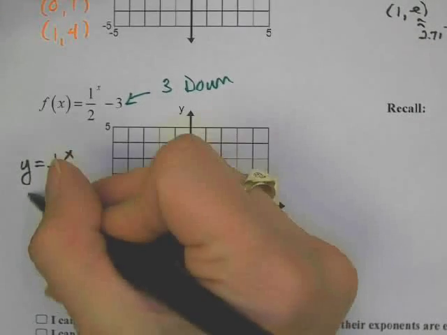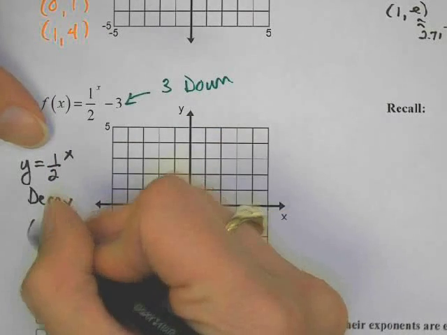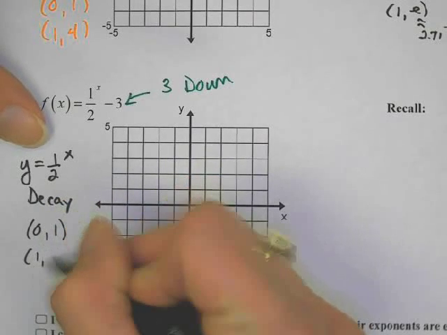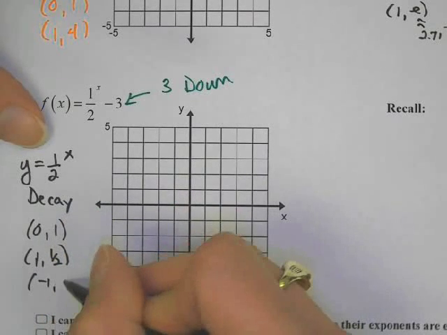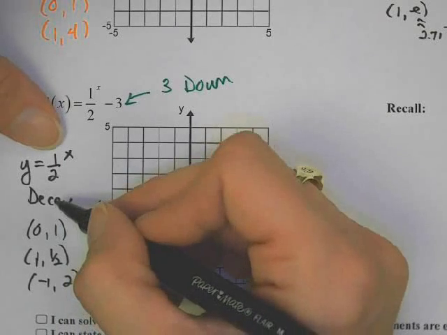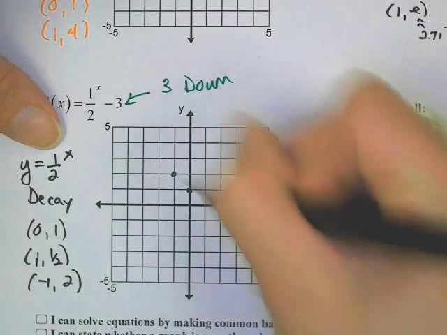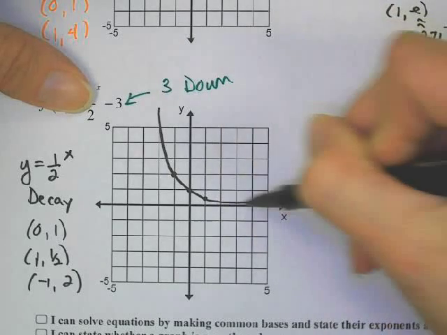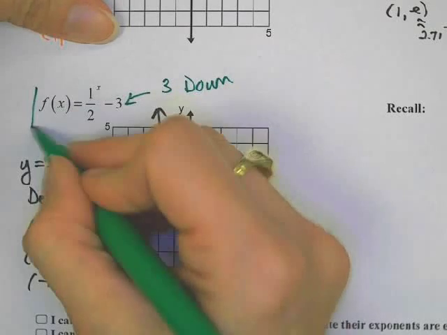So 1/2 to the x is decay. Make sure you think about growth or decay. Let's think about some special points. If you plug in 0, you're going to get 1. If you plug in 1, you're going to get 1/2. That might be kind of tiny. Let's also plug in -1 and then flip that and get a 2. Okay, so let's draw a decay. (0, 1), (-1, 2). (1, 1/2) is only 1/2. Okay, so here's your basic decay. Do it in black or a light pencil, and now it's time for the final answer.